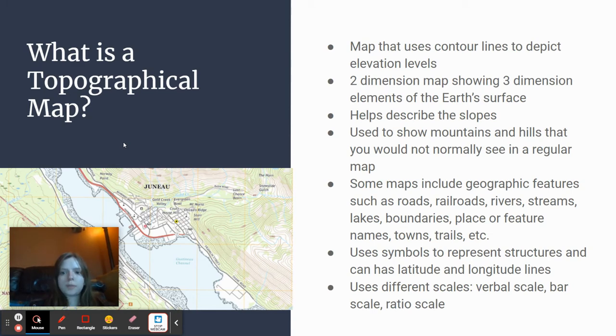It helps describe the slopes, and is used to show mountains and hills that you would normally not see on a regular map. Some maps include geographic features such as roads, railroads, rivers, streams, lakes, boundaries, places or feature names, towns, trails, or other geographic features. We use symbols to represent structures, and they can have latitude or longitude lines. And we also use different scales, such as the verbal scale, the bar scale, and the ratio scale.